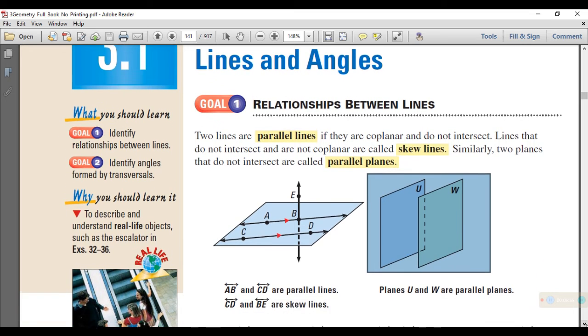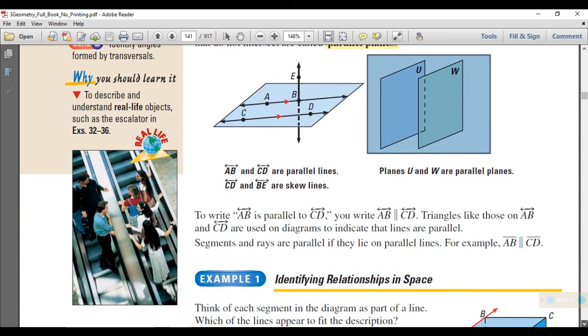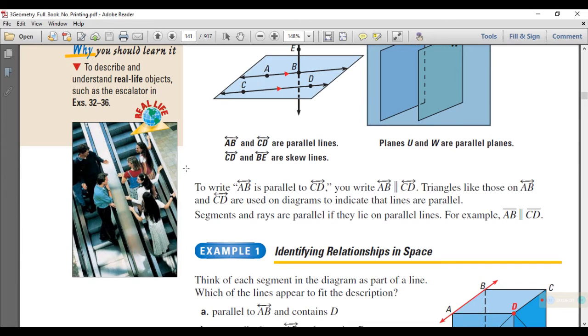Mas madali magturo pag nandito kayo. Mas madali magpakita ng example.